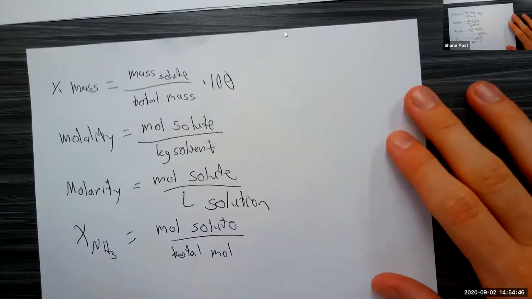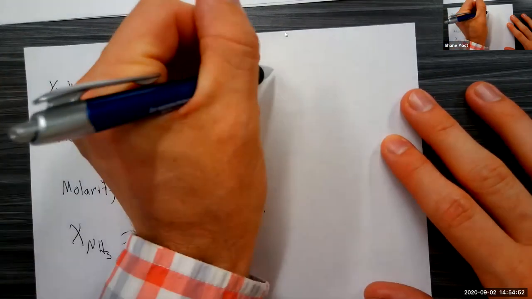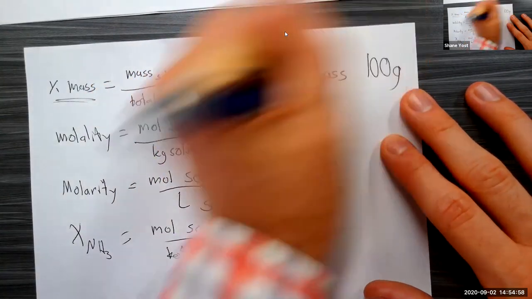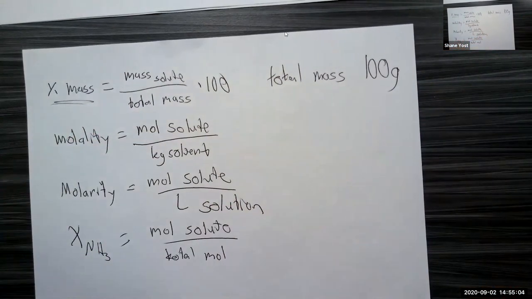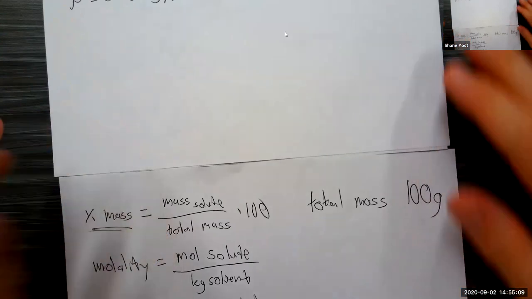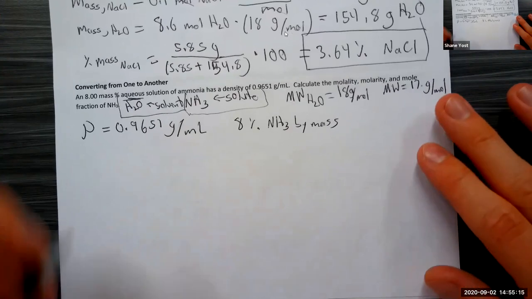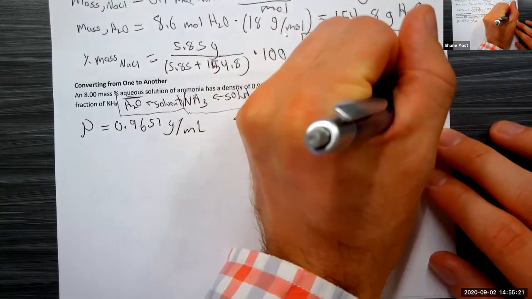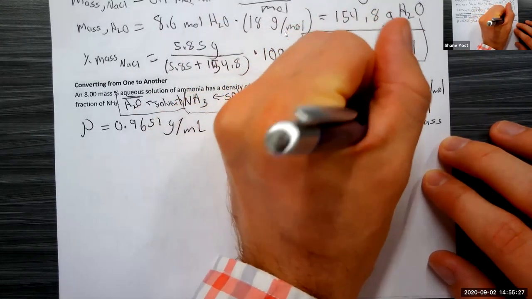So what I'm gonna do, right, is we're given the mass percent, right? So I'm gonna assume my total mass is just 100 grams, okay? And I'm doing that because then I can multiply this thing by 100 grams, make my life easier, okay? So I'm assuming my total mass is 100 grams, okay? So now going back up to the problem, okay, right? So I'm gonna write the assumption here. So I'm gonna put 100 grams total mass, right? And this is an assumption.